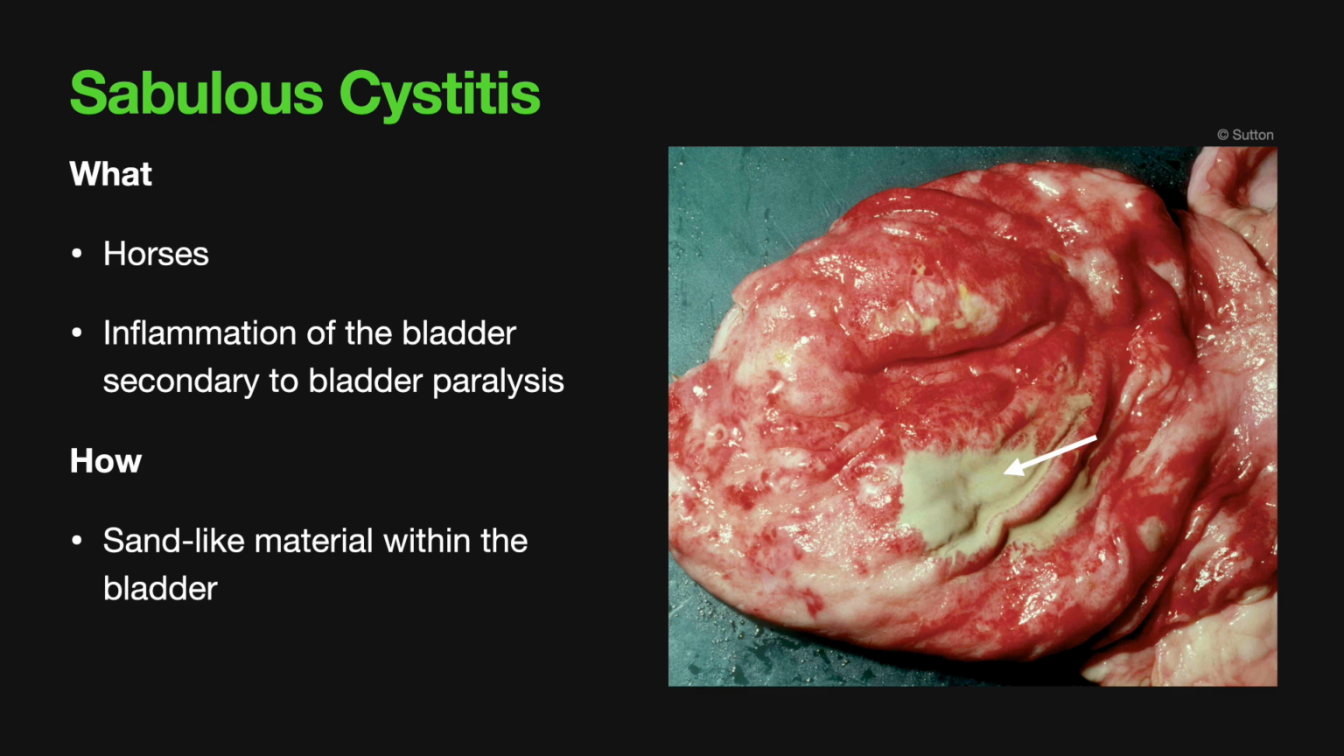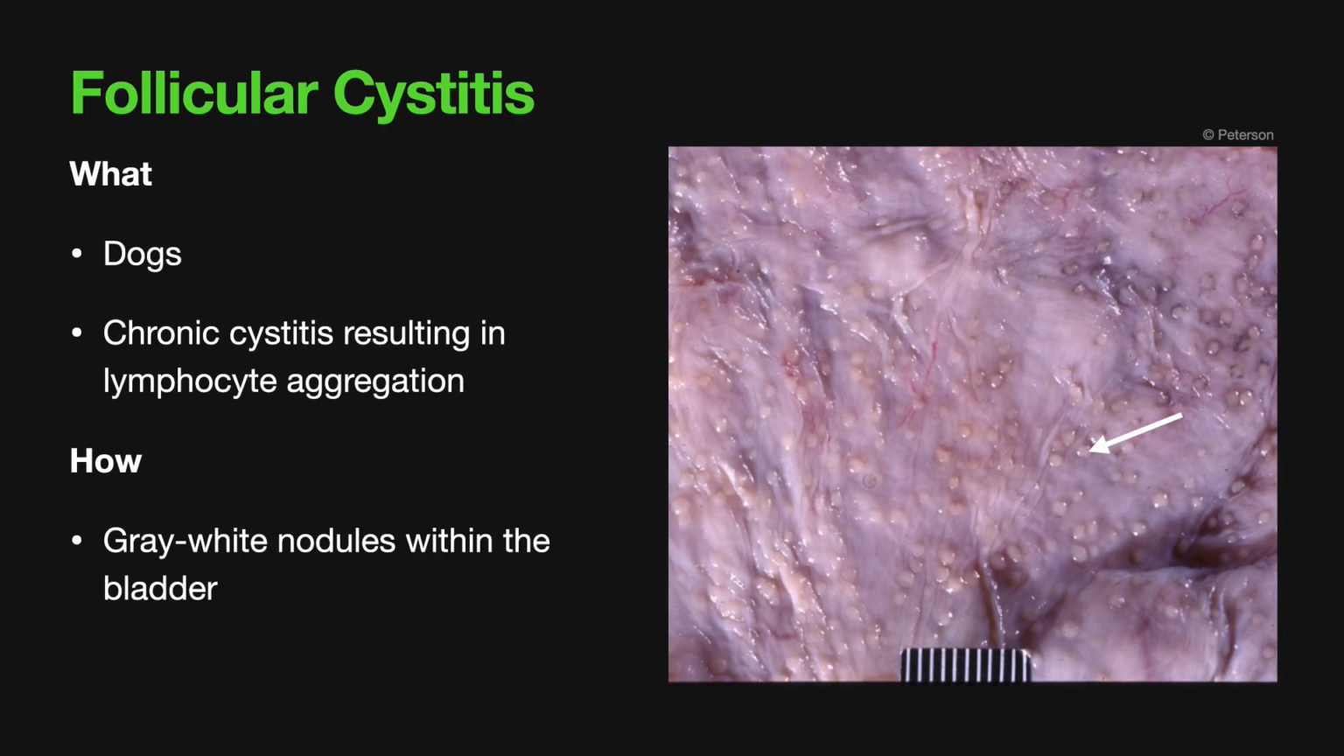Sabulous cystitis is a disease of horses that is secondary to bladder paralysis. This results in inflammation of the bladder and accumulation of this sand-like or sabulous material that you can identify grossly. Follicular cystitis occurs in dogs with chronic bladder inflammation. The chronic inflammation causes aggregates of lymphocytes to form, which we can identify as gray to white nodules on the bladder lining.